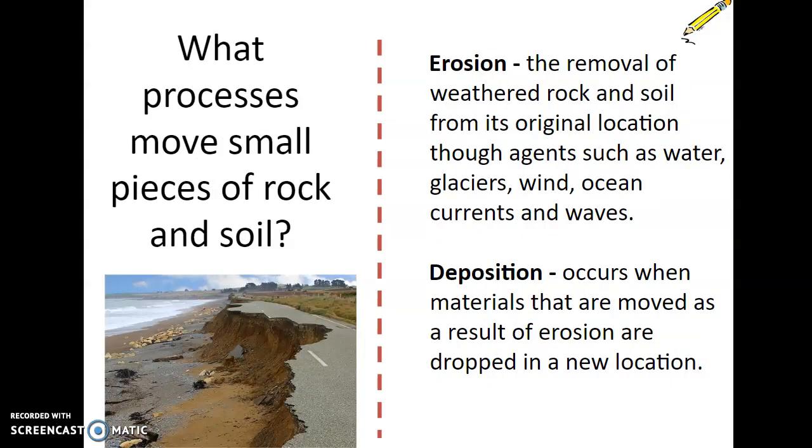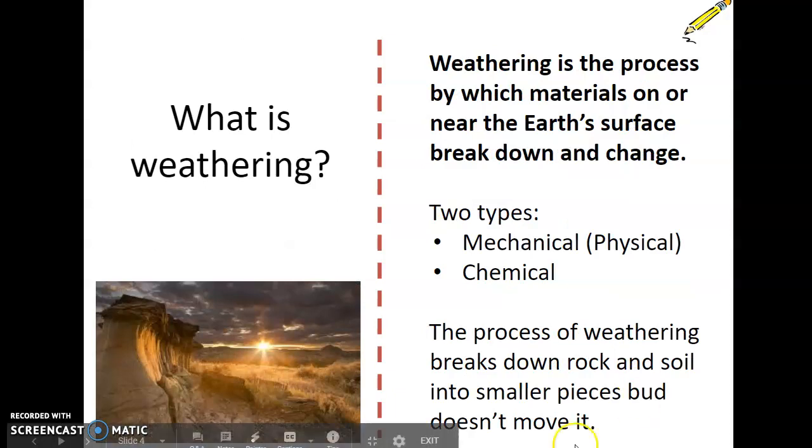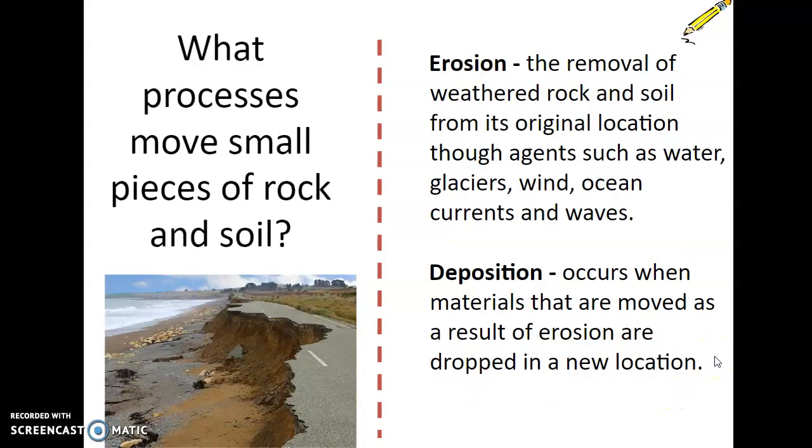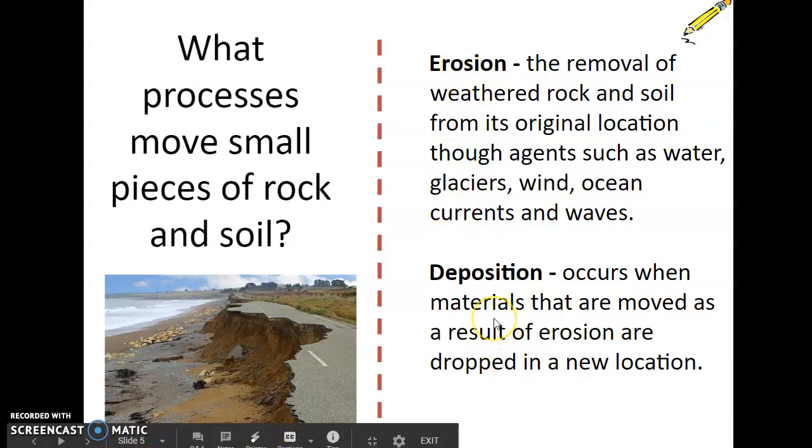So we know that weathering does not move rock and soil, but there are two processes that do. There's erosion and deposition. So erosion is the removal of weathered rock and soil from its original location through agents such as water, glaciers, wind, ocean currents, and waves.